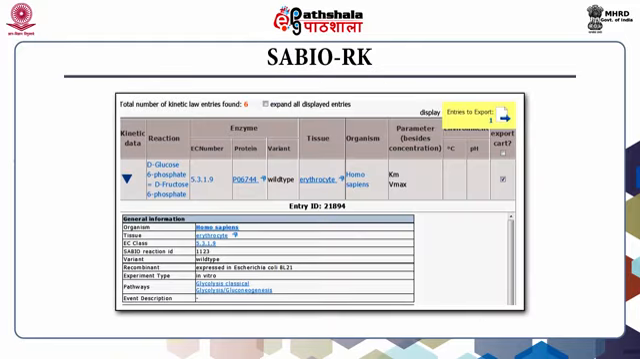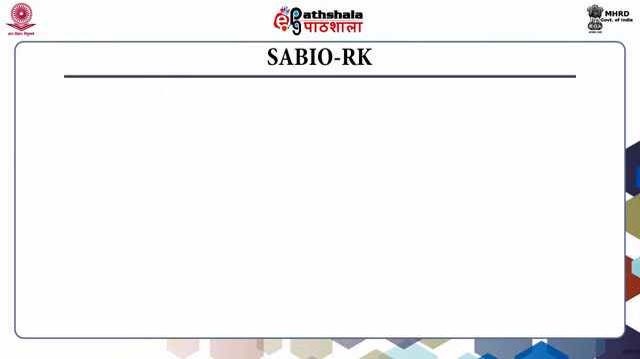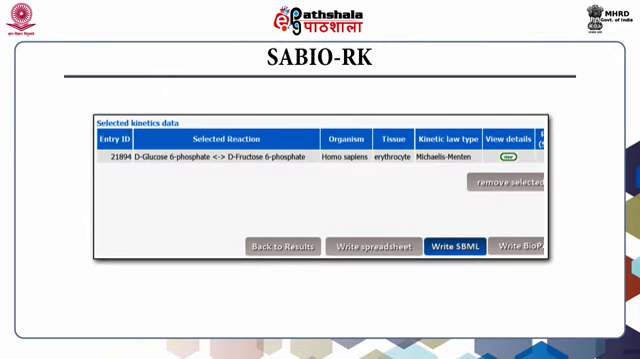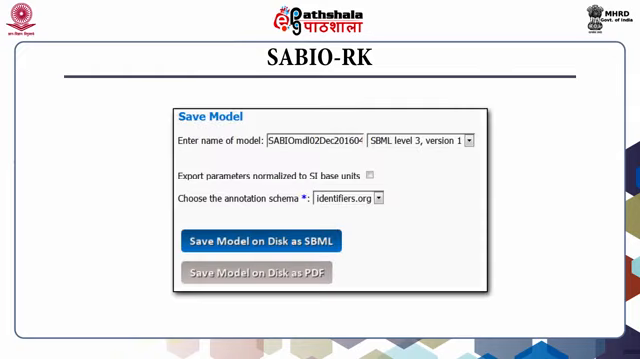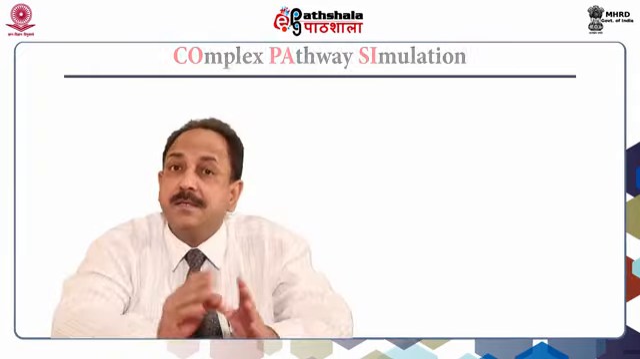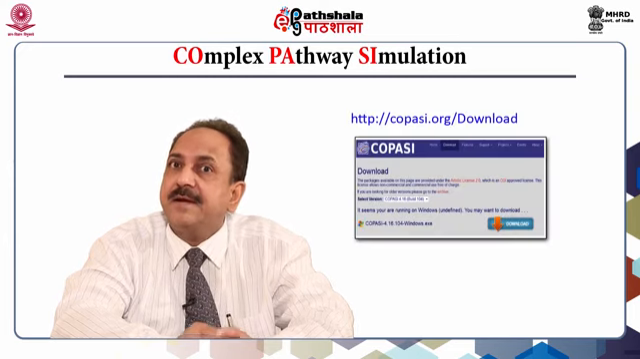At the top of the SABIO-RK record for the current entry with entry ID 21894, check the checkbox at the top right as shown. A hyperlink for entries to export will appear with a yellow background, and this yellow background will fade very soon. Click the hyperlink for entries to export to download the enzyme reaction kinetic data. In the ensuing page, click the Write SBML button and save the model in SBML on your disk.